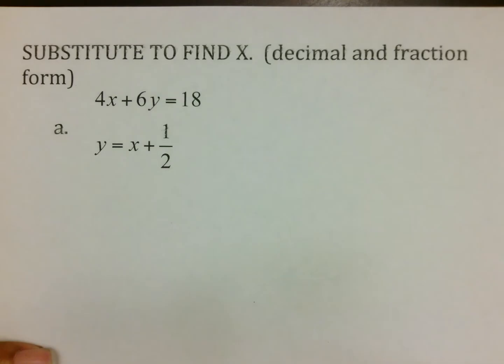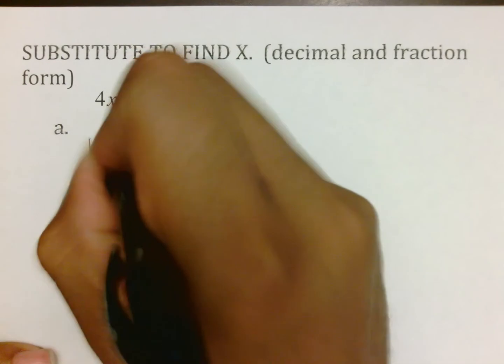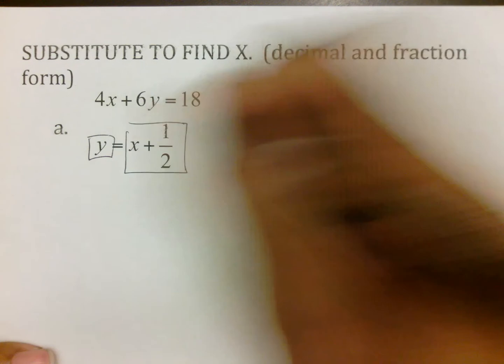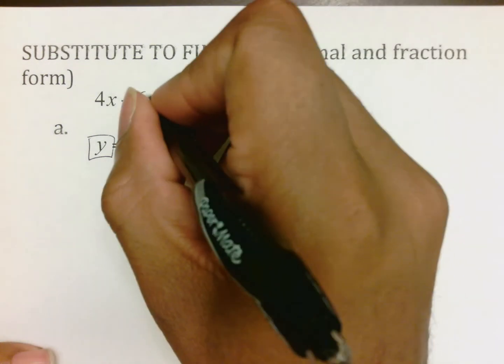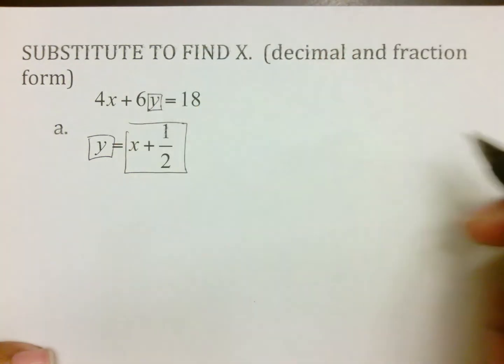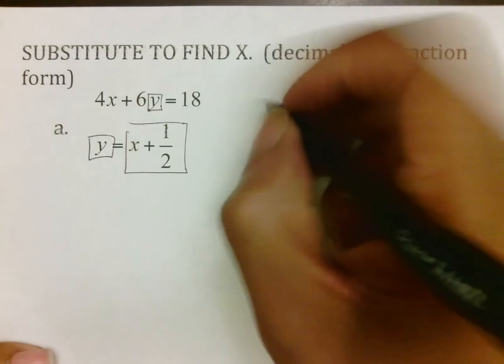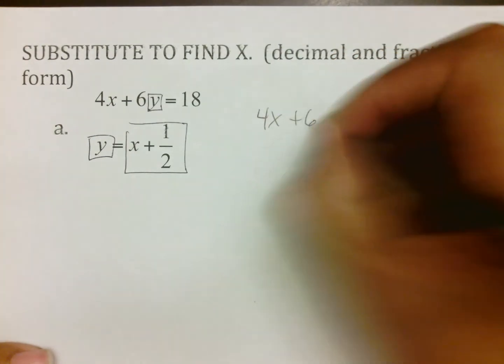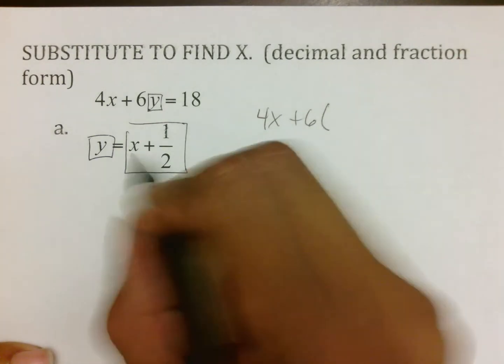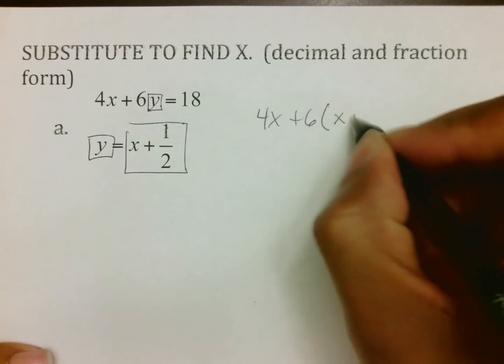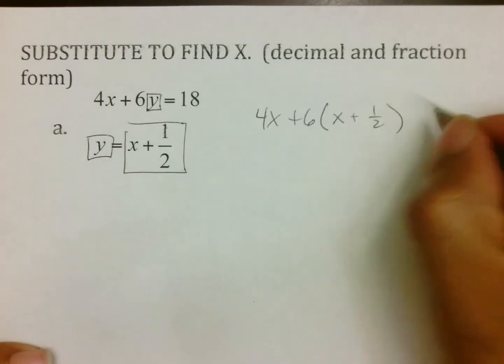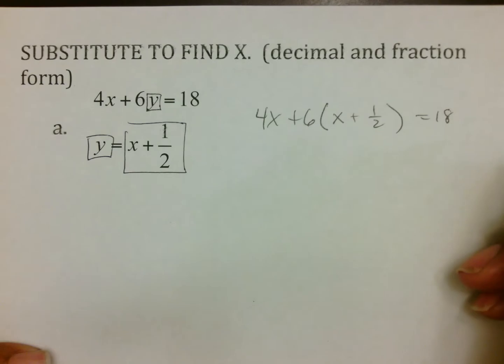I do want, in this case, decimal and fraction form, but I'm sure the book, or the computer, is going to tell you whenever you get there. So again, in this situation, we have y and x equals 1, or sorry, x plus 1/2, and again, you have a y up there. So we substitute what we have in front of the box, which is 4x plus 6. We open our parentheses and substitute x plus 1/2. And then we put our equals 18.